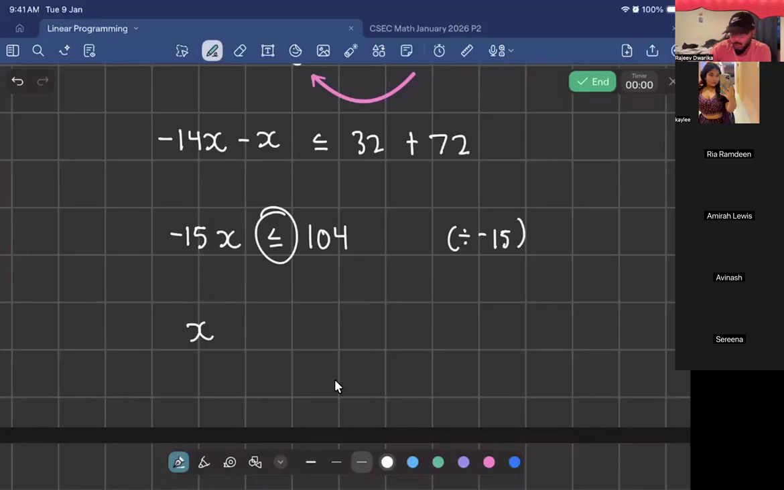It would change, right? So right now it's a less than or equal to. What is it going to change to? More than or equal to. Right, a more than or equal to. And I'm dividing 104 by what? Negative 15. Right. So what's a positive divided by a negative? A negative. Right. So my final answer is going to be negative 104 all over.